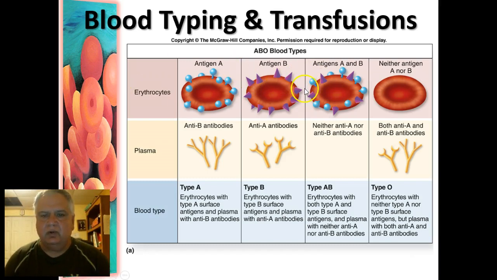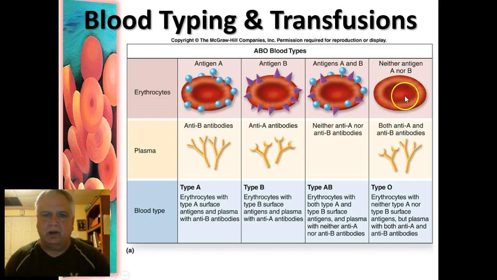Some individuals on the surface of their red blood cells will express both of these antigens, these proteins. They can express both the A and the B proteins. While still other individuals who have blood type O will express neither the A nor the B antigens. So they don't express any of these proteins on their surface.